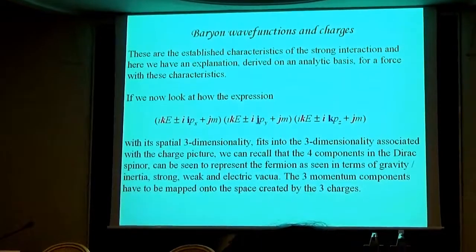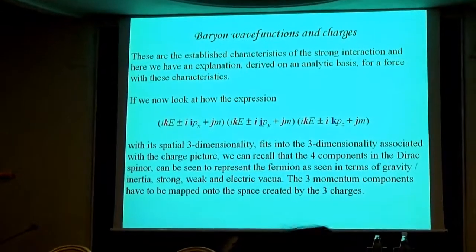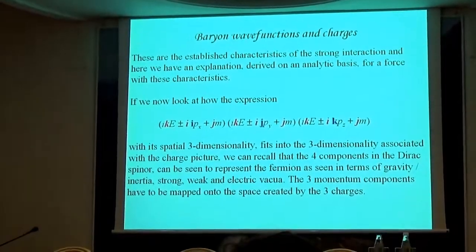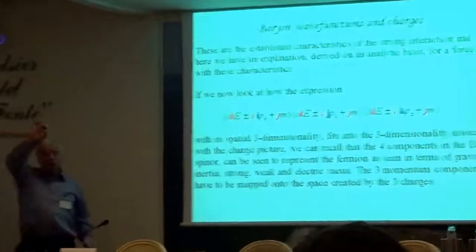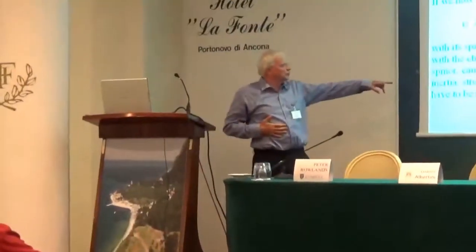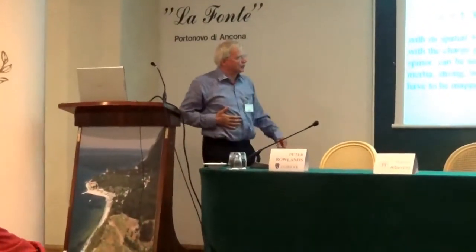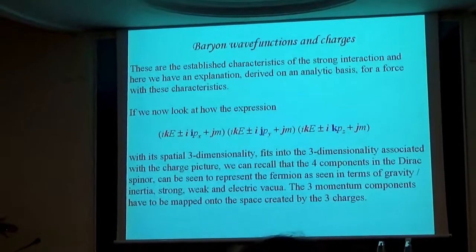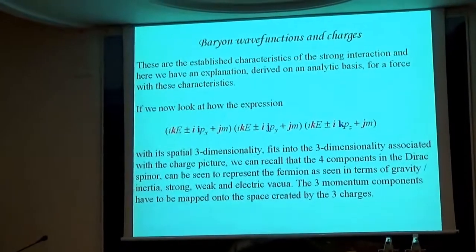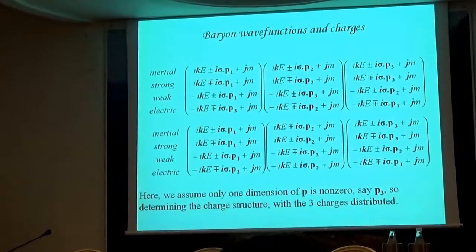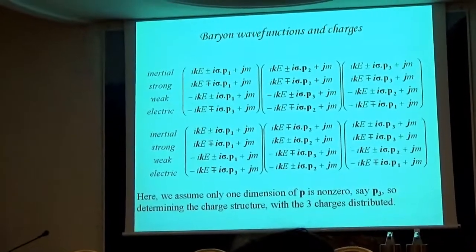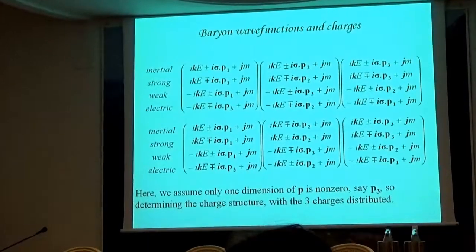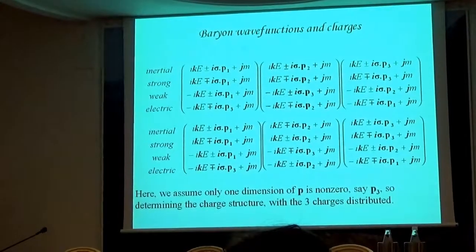Well, we can recall that the 4 components in the Dirac spinor, the 4-component wave function for the Dirac, can be seen to represent the fermions in terms of, if you like, uncharged gravity or inertia, then strong and weak electric vacuum. The 3 momentum components are mapped onto the space created by the 3 charges. This is the connection, and that's how you could do it. That's 2 different ways in which you could do it.